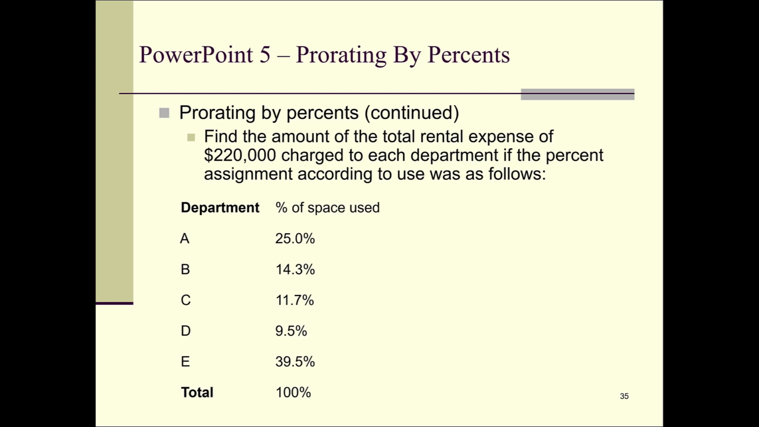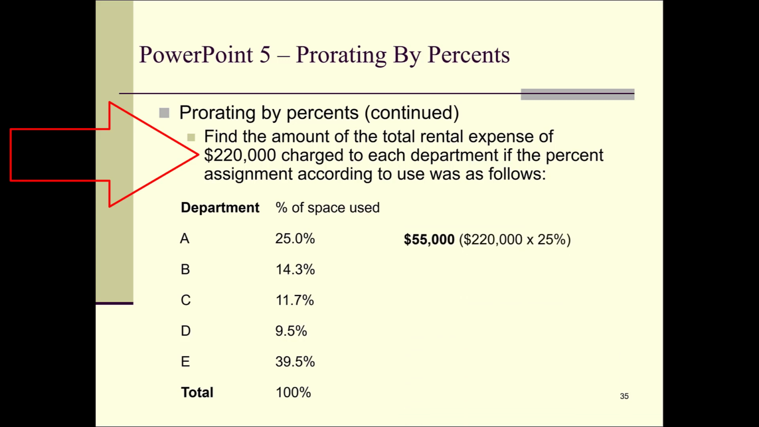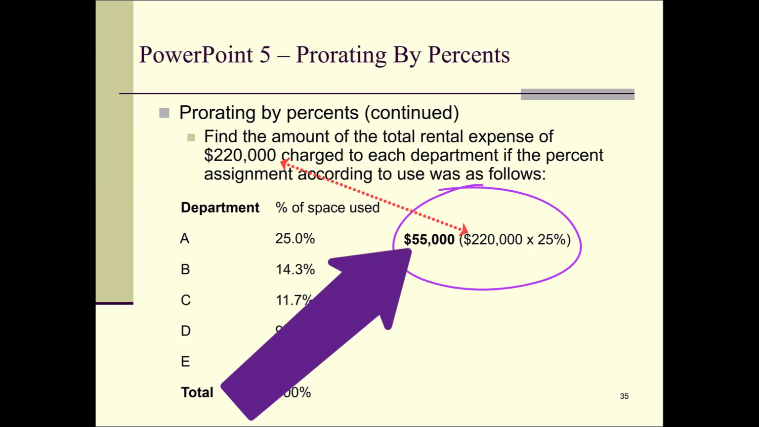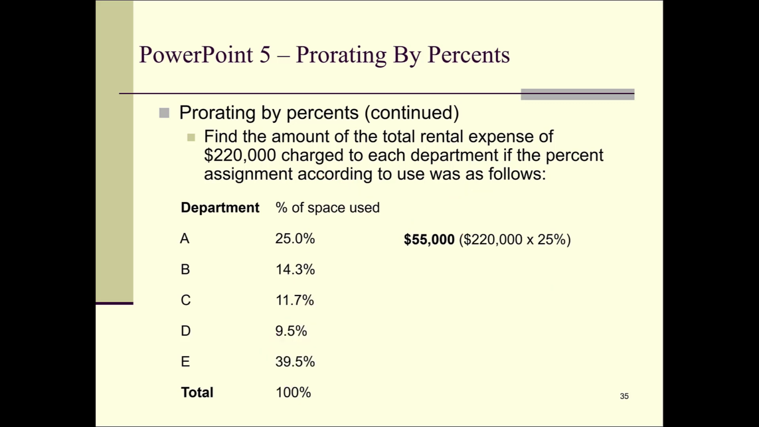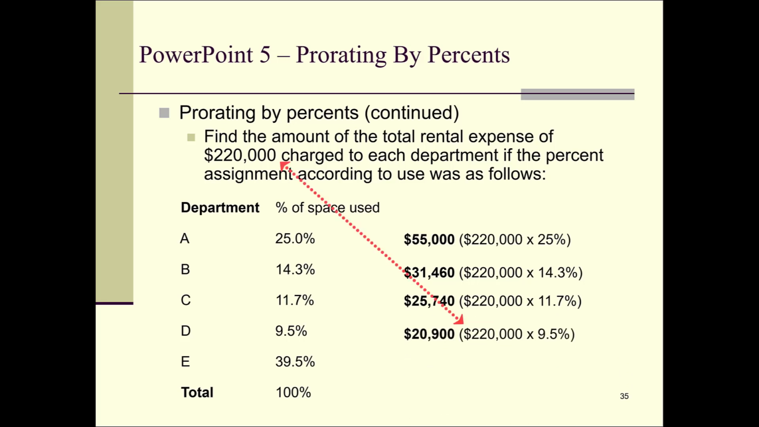To calculate Department A's portion of the rent expense, you're just going to take $220,000 times 25%. So $55,000 of the $220,000 rental expense will go towards Department A's budget. To calculate Department B's budget, you're just going to take $220,000 times the amount of space they use, which is 14.3%. That gives you $31,460. Department C, $220,000 times 11.7% gives you $25,740. Department D, $220,000 times 9.5% gives you $20,900. And Department E gets $86,900 of the $220,000 of rental expense.